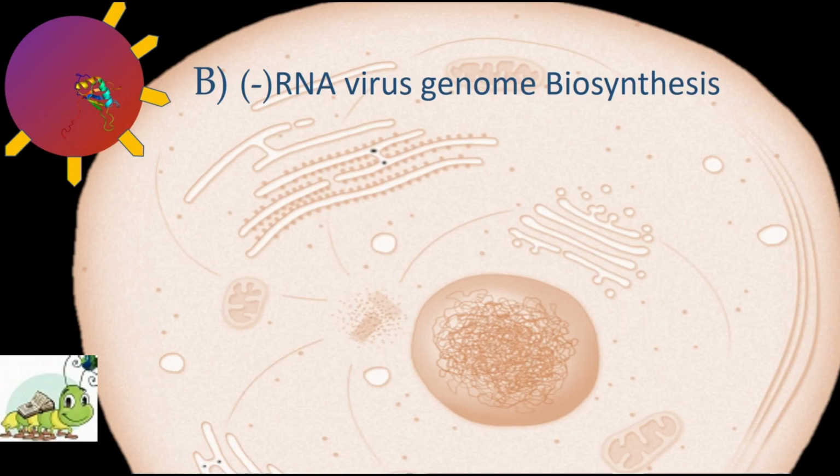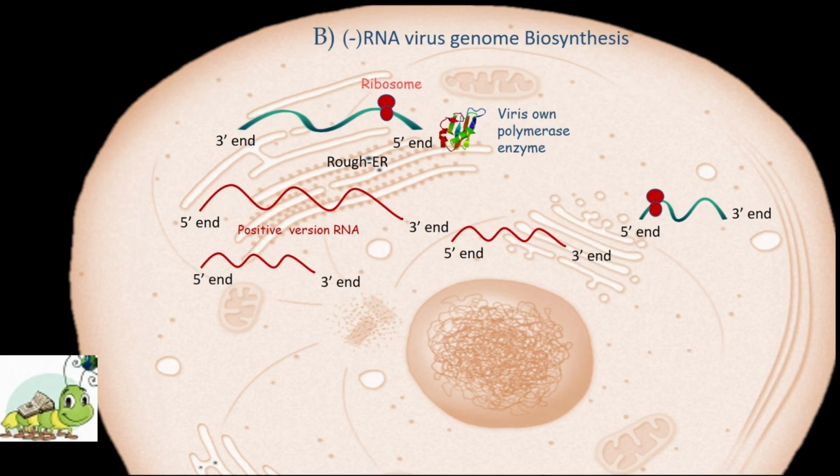Now come to the last point of the viral genome biosynthesis, that is the negative strand RNA virus genome. In this group, there are orthomyxo, paramyxo, rhabdo, filo and bunya viruses. The normal cellular enzymes are unable to replicate RNA as the cell has no RNA-dependent RNA polymerases. So, the virus has to pack its own polymerases.